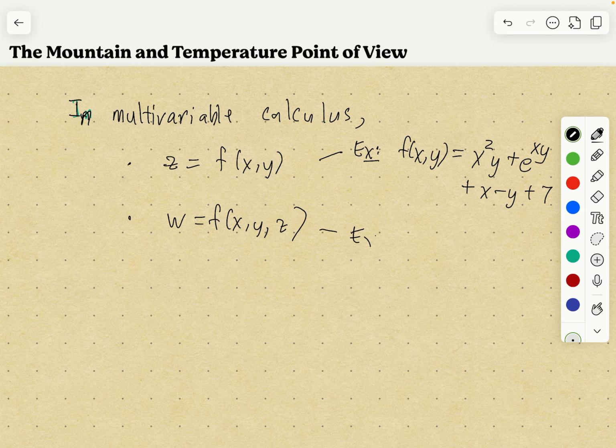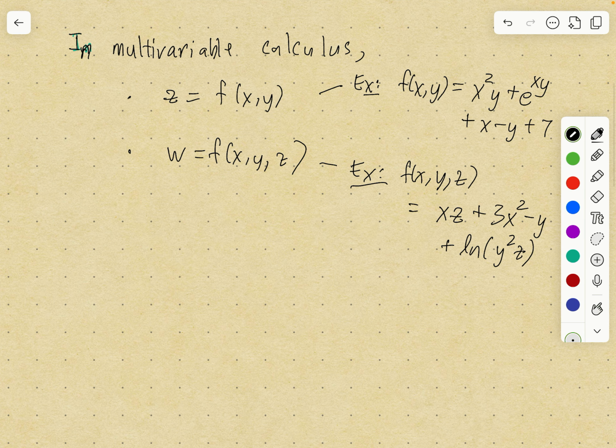And another example, well, for a function of three variables, you could have f of xyz equals xz plus 3x squared minus y plus the natural log of y squared z, or something like that, right? So just three independent variables.